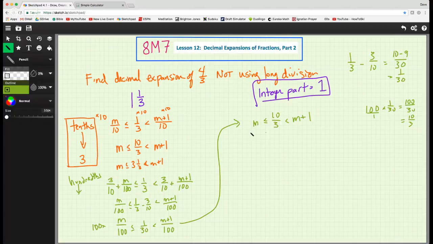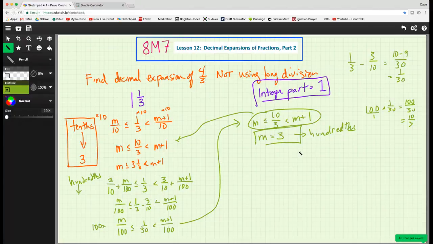Well, we've already had this. We've already figured this one out. If m is less than or equal to 10/3 is less than or equal to m plus 1, then m must be 3. And so 3 is our hundredths. When you get a copy of something and you know what that something is, you can just say m is 3. And so we're going to keep getting the same thing over and over again.